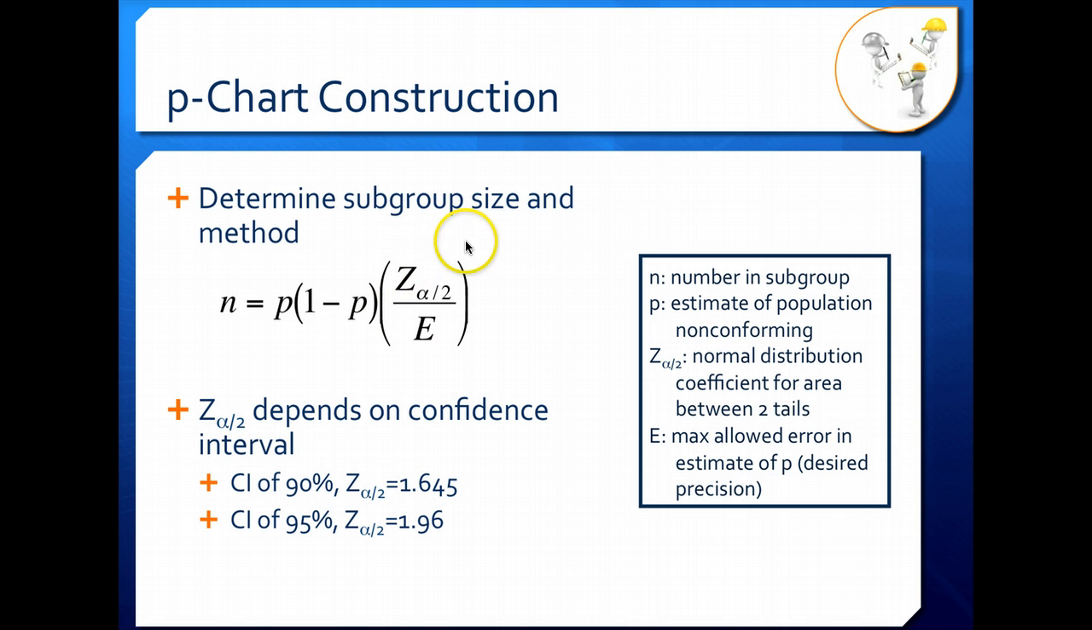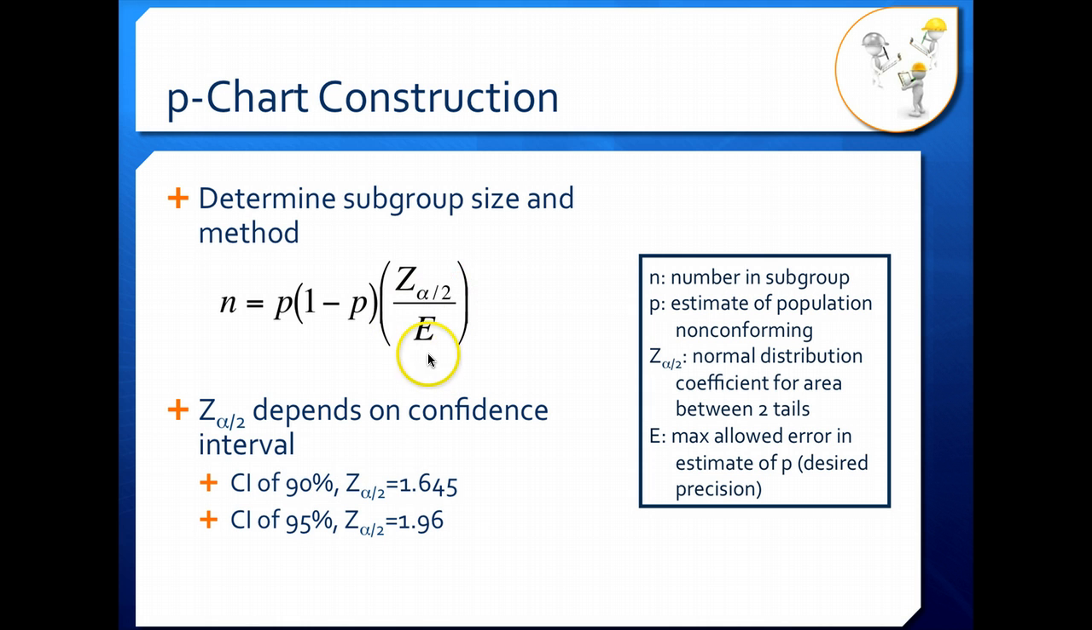Z alpha over 2 is from the normal distribution. And if this looks familiar from statistics, yes, it's that same Z in your normal distribution. This is the coefficient for the area between two tails, and it depends on your confidence interval. We are not really going to cover that much in this course, but just know for a confidence interval of 90%, Z alpha over 2 equals about 1.645, and for a confidence interval of 95%, Z alpha over 2 equals 1.96. So those are the two main numbers you need to use for this formula.